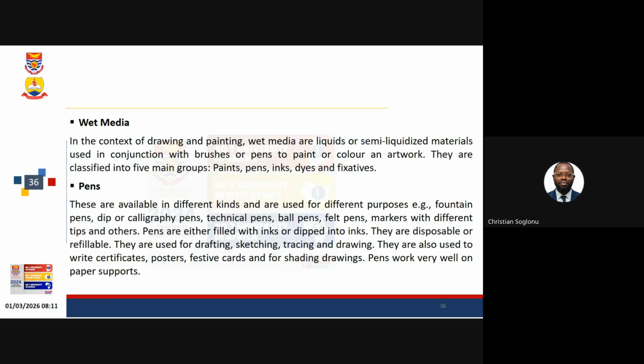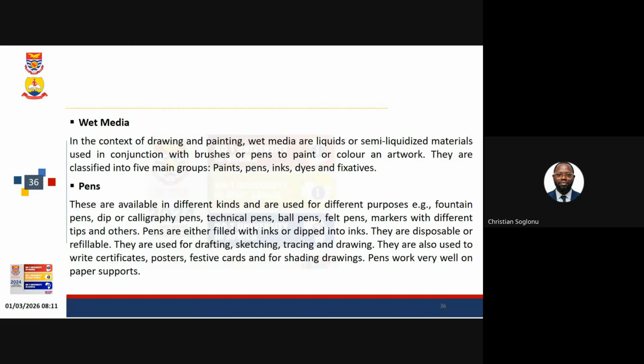You can see that pens normally have spirit added to them. That is why when you write, in no time you get dry. So there's a spirit in the pen. So the spirit is now making the pen a wet medium.